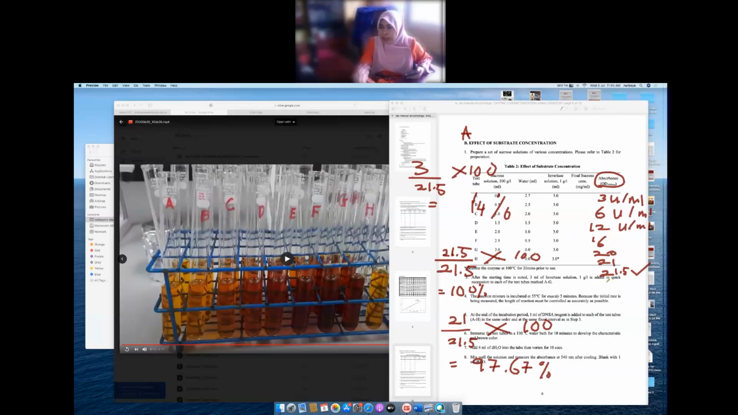Then you know this is 100%, this one will be 97.6%, and this one will be 14%. Now you have got your relative activity, rather than presenting the unit per mil. So you will have good data, in the way you present it by having relative activity. So your graph will be like this.